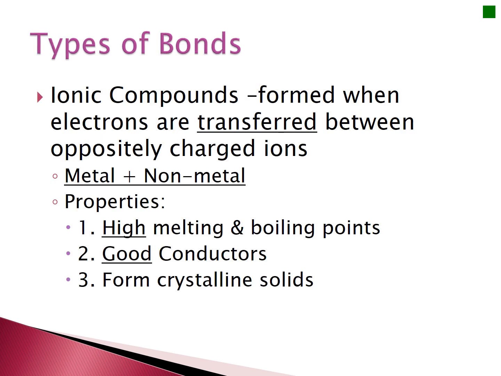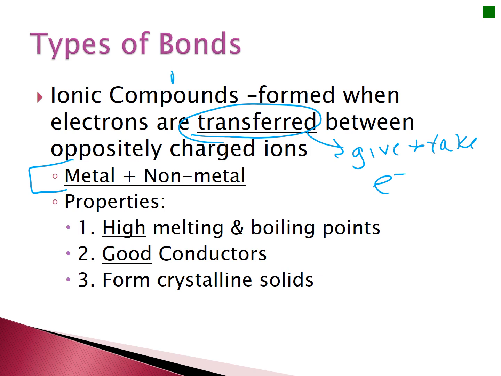All right, depending on what type of elements you're combining, you're either going to have an ionic or a covalent compound. Those are the 2 biggies in this class. Ionic compounds are formed when electrons are transferred, so it's a give and take of electrons. They are formed by metals and nonmetals. How do you identify an ionic compound? You look at the very first element. If it is a metal, it is going to be an ionic compound.